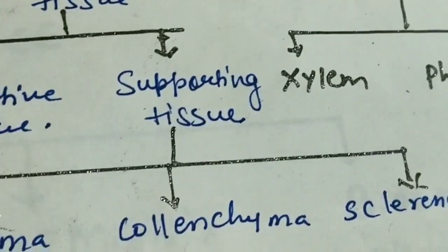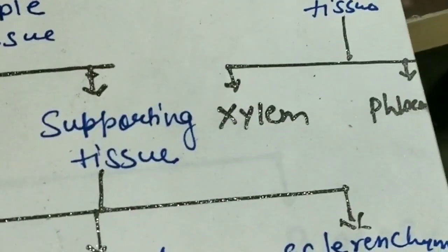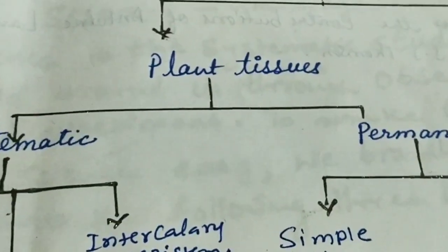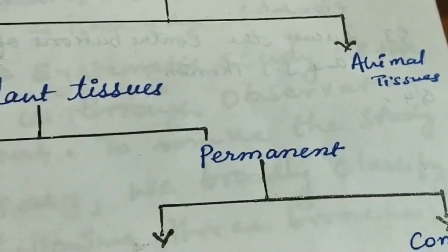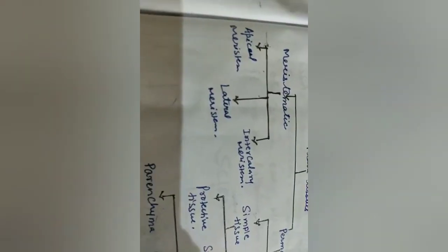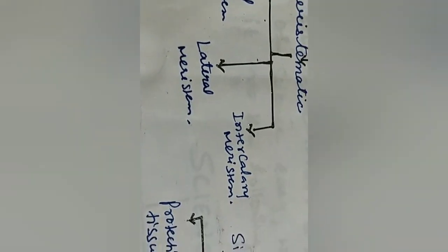Again, permanent tissues are divided into simple and complex tissues, and simple tissues are further divided into protective and supportive tissue. Okay, so we have read about the meristematic tissues. They are of three types: apical, lateral and intercalary meristem.